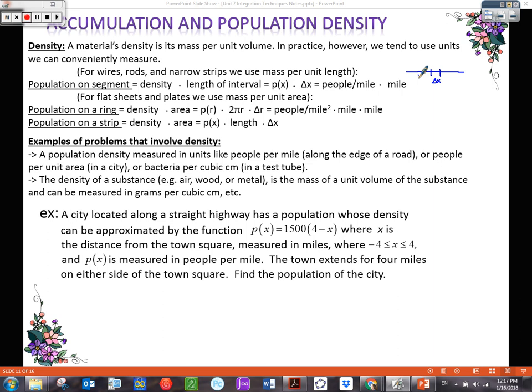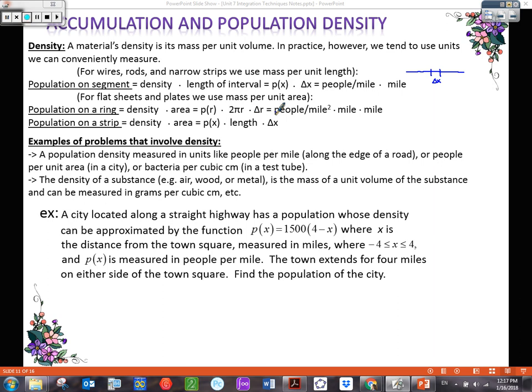We get a little bit more complex when we look at population on a ring or on a strip of land. Here we are still given a density equation that calculates the density in particular locations for us. But instead of multiplying by the length, which is just delta x or dx, we actually have to multiply by the area of that space and then times the dx or dr.